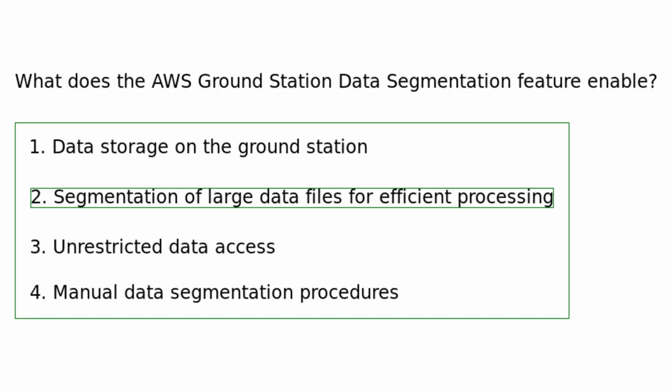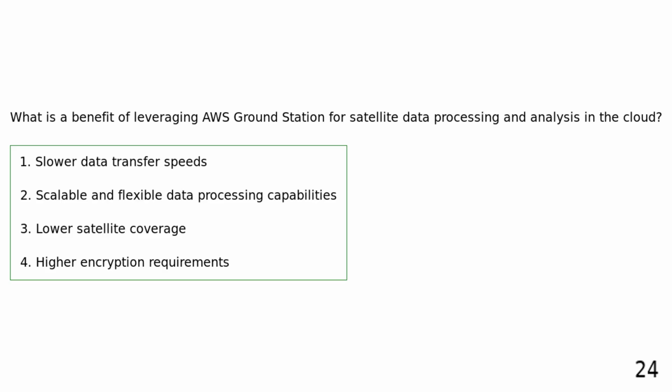The AWS Ground Station data segmentation feature enables customers to segment large data files for efficient processing and analysis, improving overall data management and processing capabilities. What is a benefit of leveraging AWS Ground Station for satellite data processing and analysis in the cloud?